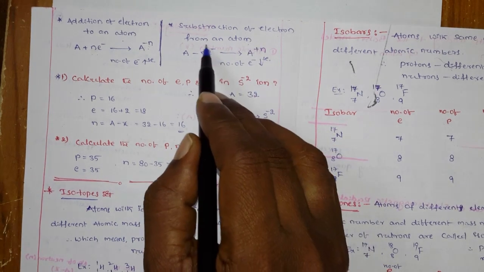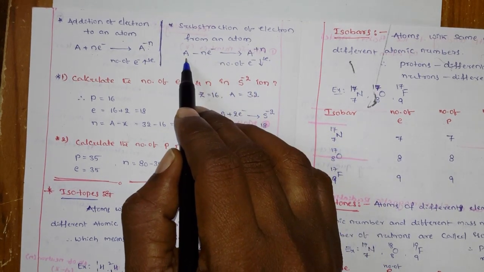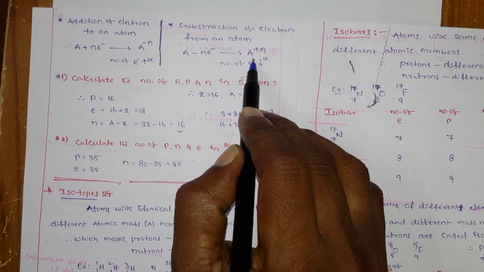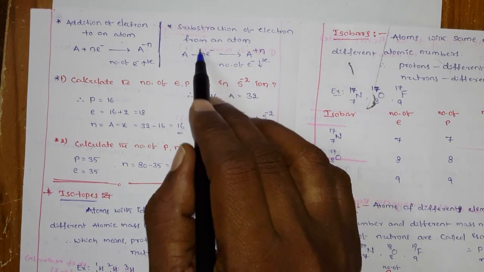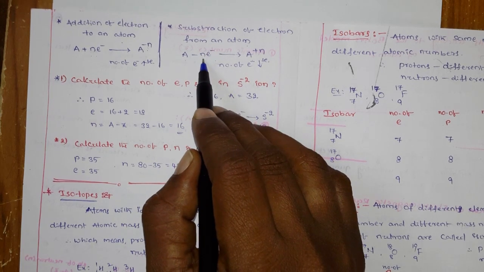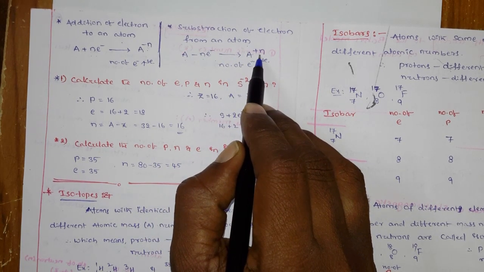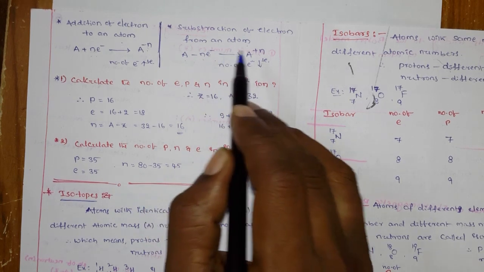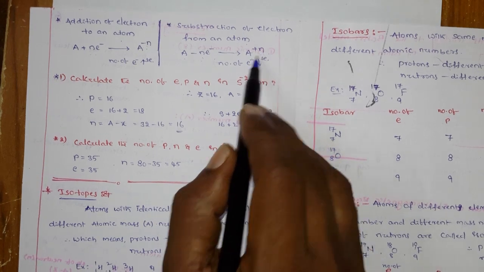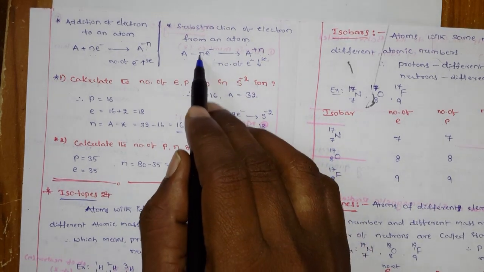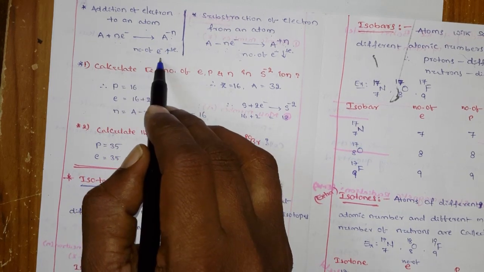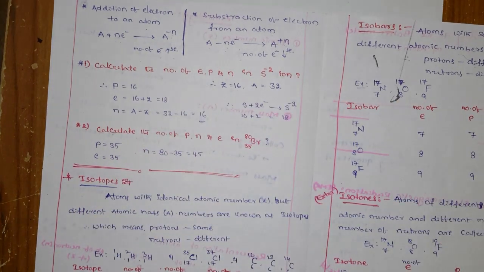When you remove an electron from an atom, it possesses a positive charge. The positive charge depends on how many electrons you are removing. When you remove 1 electron, it possesses a charge of plus 1. If you remove 2 electrons, plus 2. When you remove 3, it possesses plus 3. Here the number of electrons is decreasing because you are removing, and there you are adding, so the number of electrons increases.